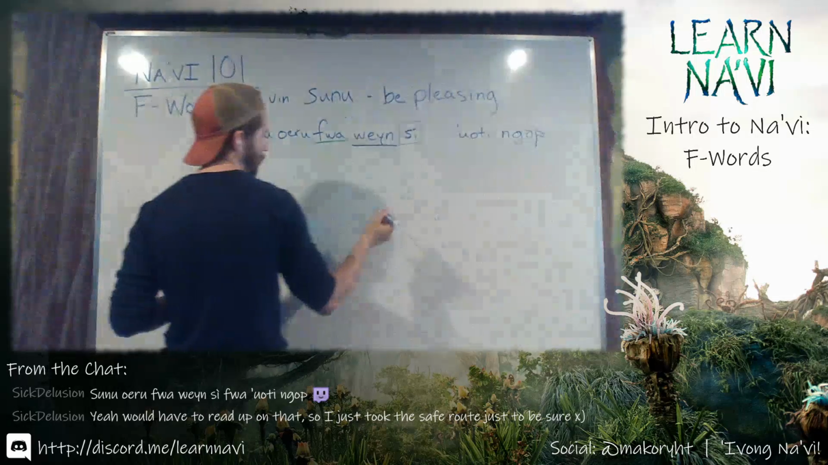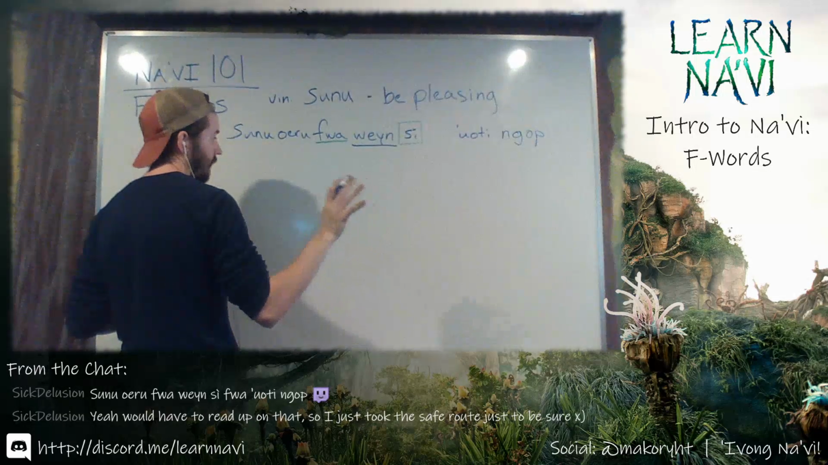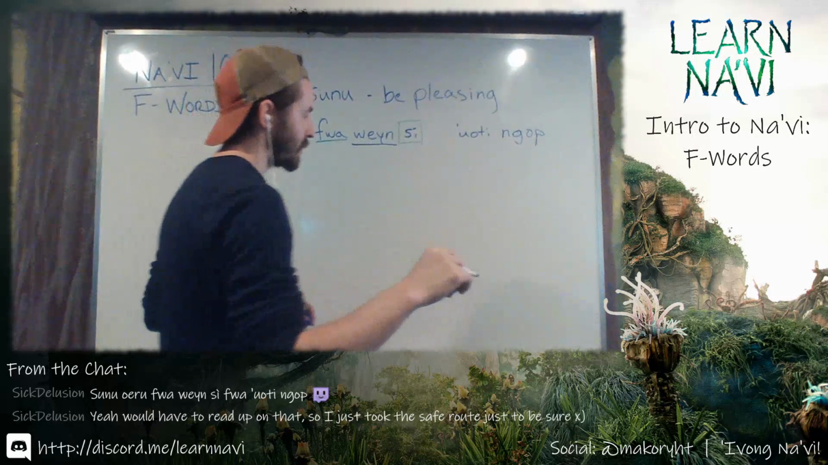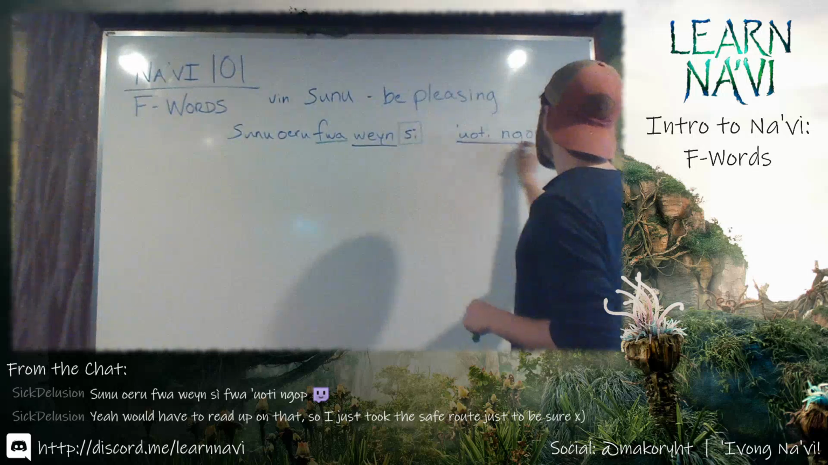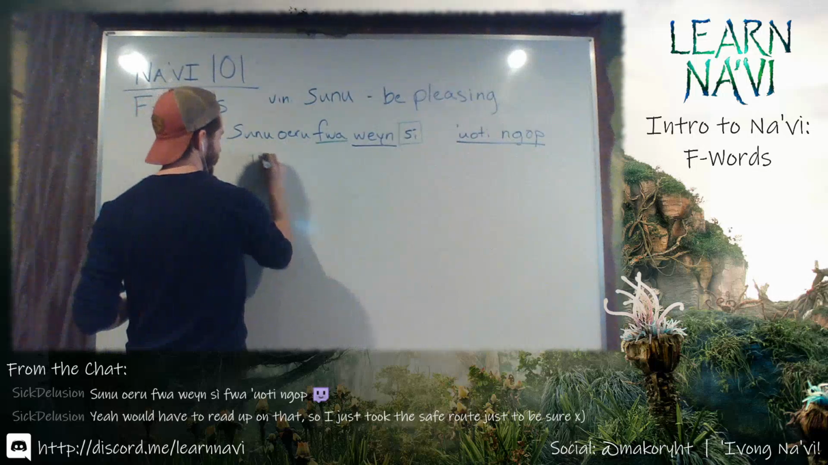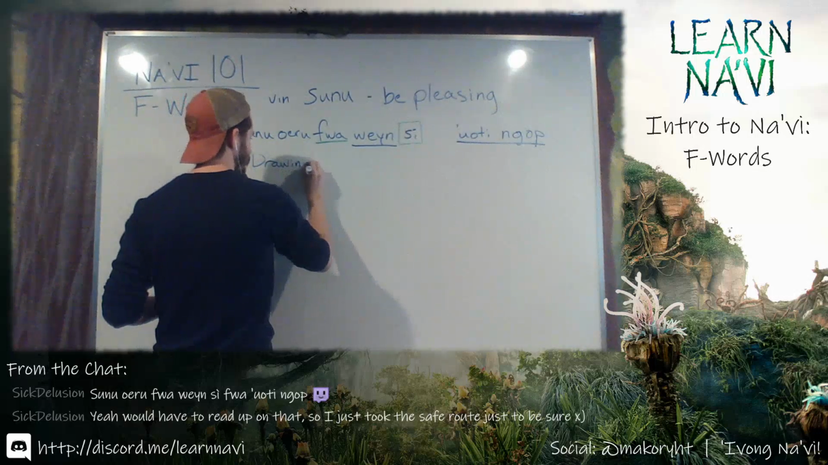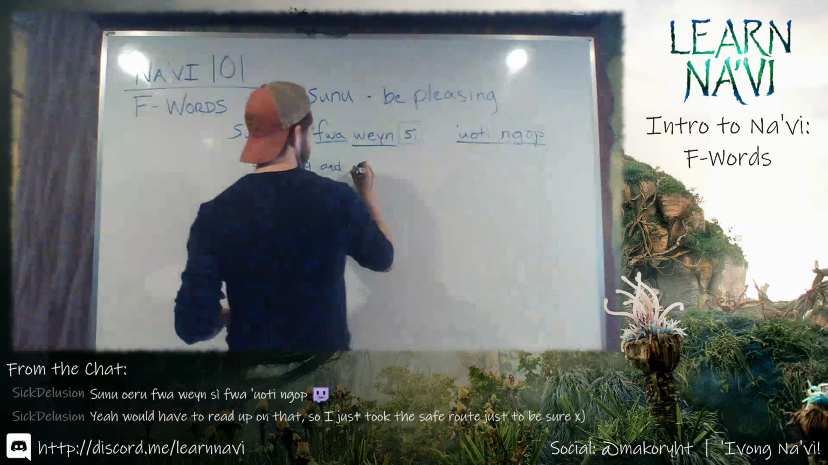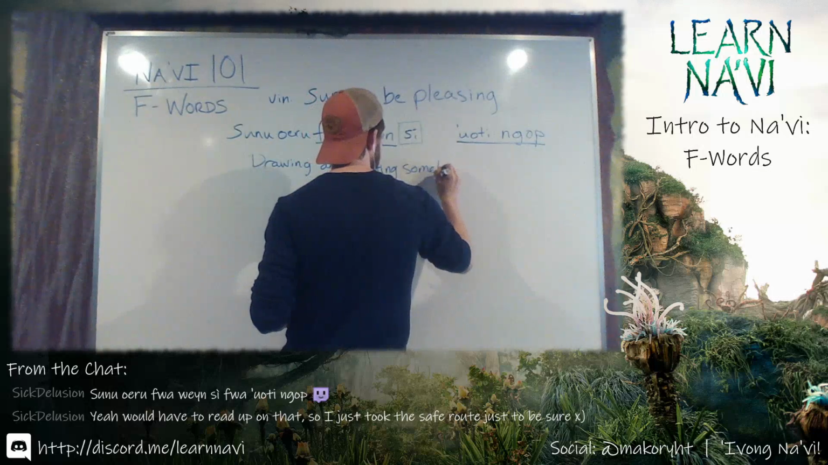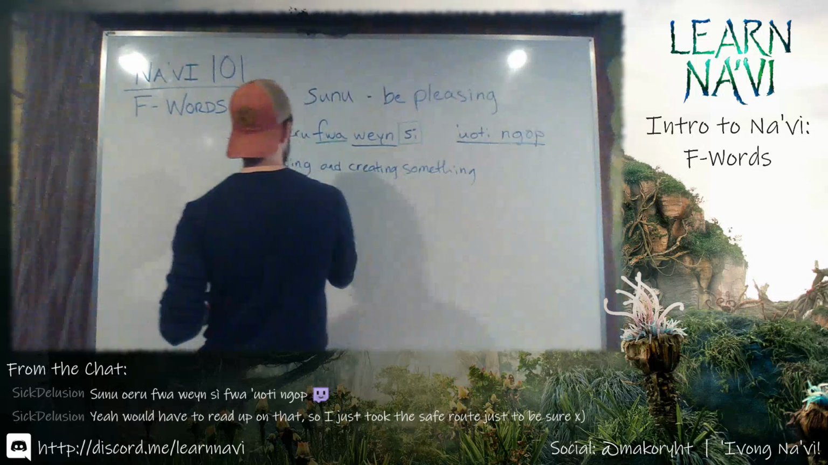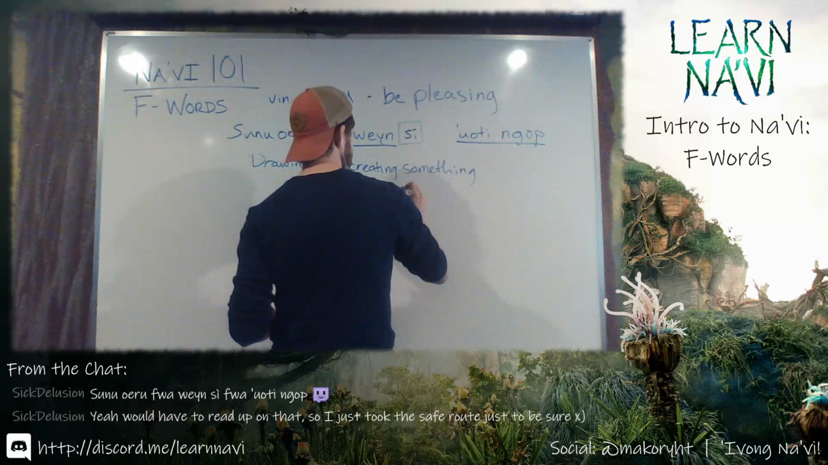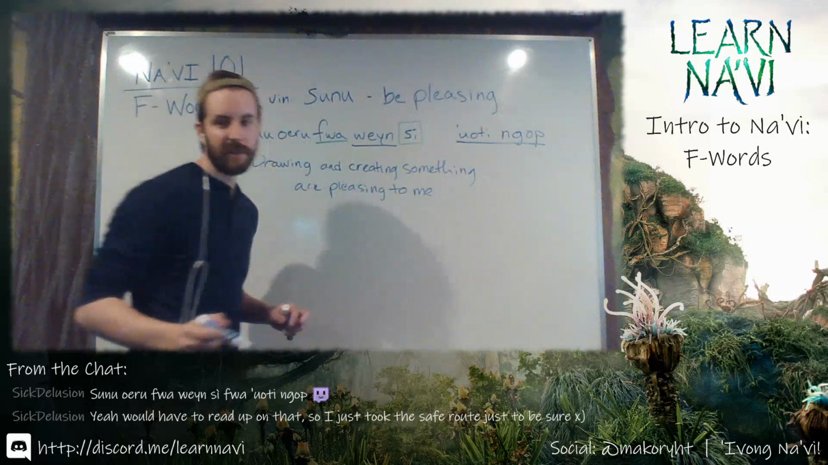We have Wayne, which I admittedly am a little bit loose on that verb, but I'm pretty sure that's Wayne, is drawing, and creating something. So, creating something and drawing and creating something are pleasing to me, is what her sentence says.